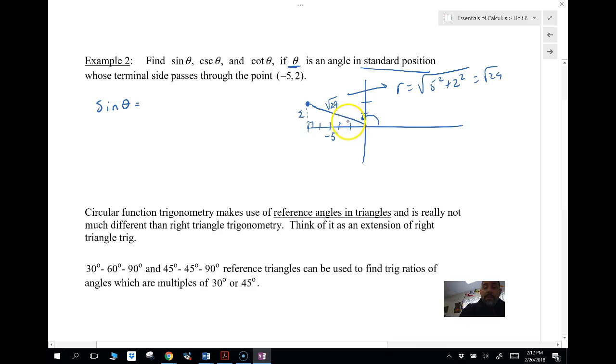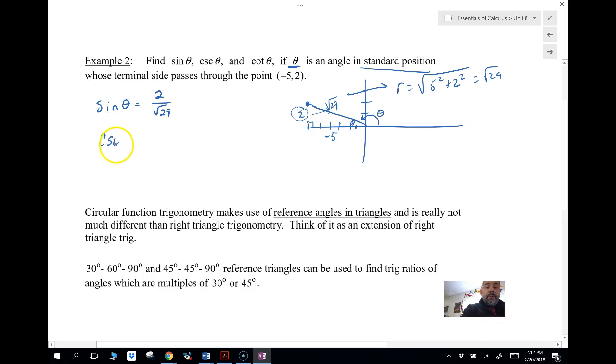Now, this is going to be the same as the opposite over the hypotenuse, 2 over root 29. So this angle here, theta, I'll call it theta 1. This is theta. These are called coterminal angles. So I can use them the same way I do the other ones.